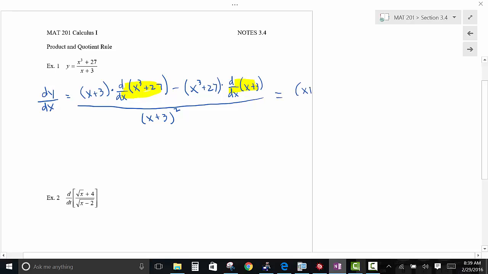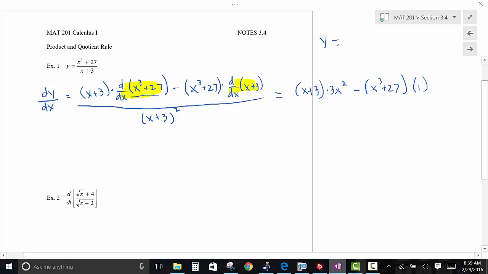So this is x plus 3. What's the derivative of this thing in your head? Okay, 3x to the 2nd. Okay, so we do that. Then we have minus x to the 3rd plus 27. And what's the derivative of x plus 3? 1. That's the one that students a lot of times forget.